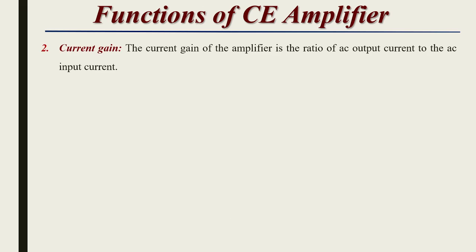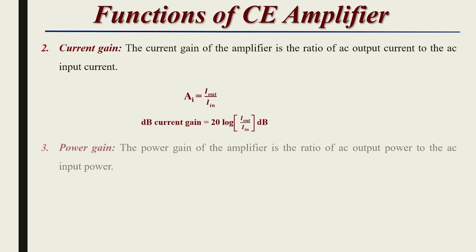Second is the current gain. Again, it is the ratio of AC output current to AC input current, denoted by AI. It is Iout upon Iin. Again it is represented in decibels as 20 log to the base 10 of Iout upon Iin. The third one is the power gain, which is the ratio of AC output power to AC input power, and it is represented as AP.